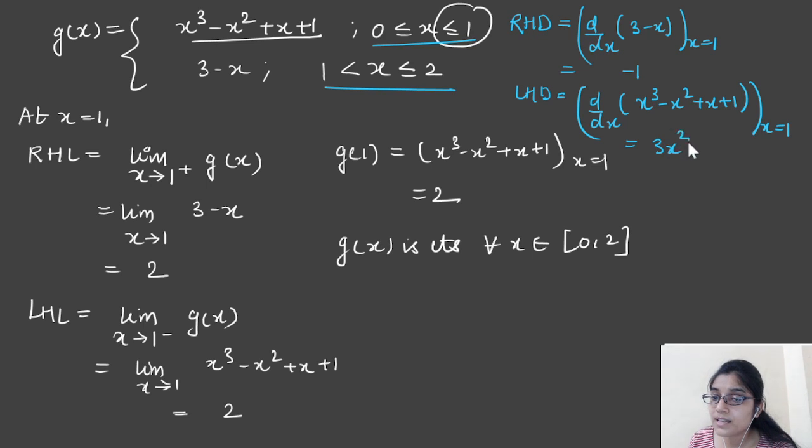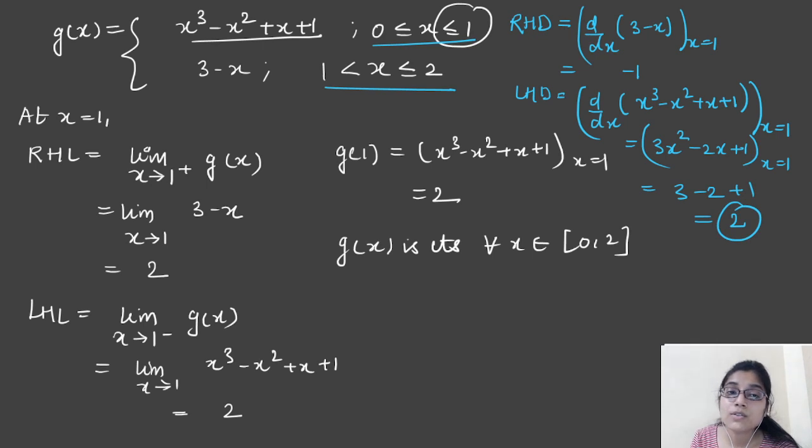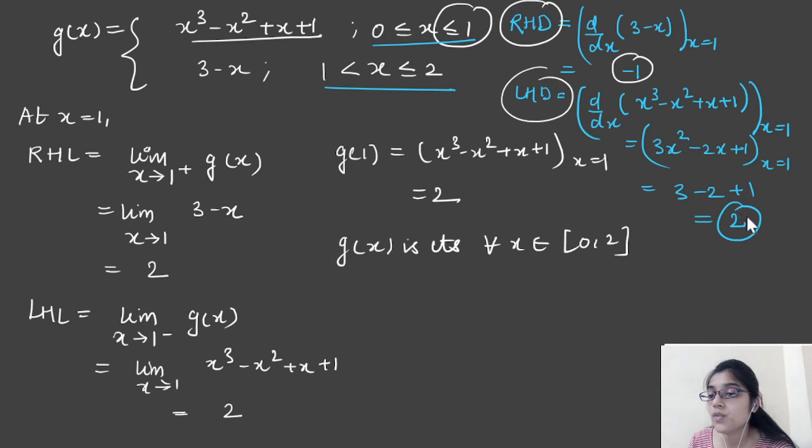So this is going to be 3x square minus 2x plus 1 at x equal to 1. It came out to be 3 minus 2 plus 1, which is 2. So what are we getting? The right hand derivative is minus 1, and the left hand derivative is 2. So they are not equal. It means g of x is not differentiable at x equal to 1.